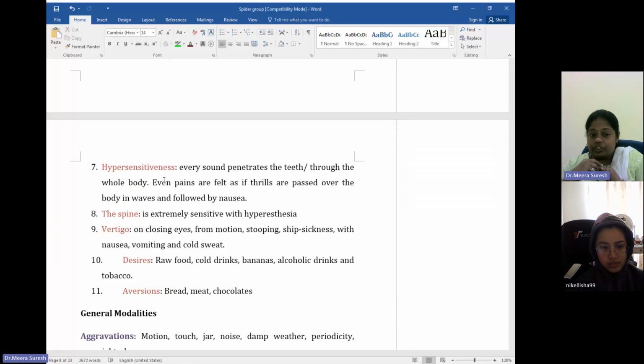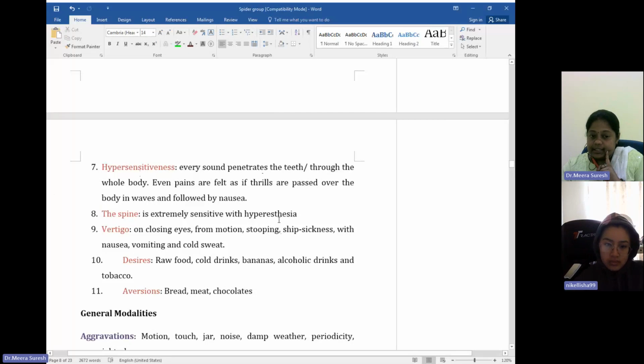And in other manifestation for them, this is another important symptom which is seen actually in Theridion. Every sound penetrates through their teeth or through the whole body. Because they're highly sensitive, even the slightest voice, they feel that it is going through their teeth or it is actually going through their body. And that is a general aggravation for many of their complaints. We'll see that when we go to the drug in detail.